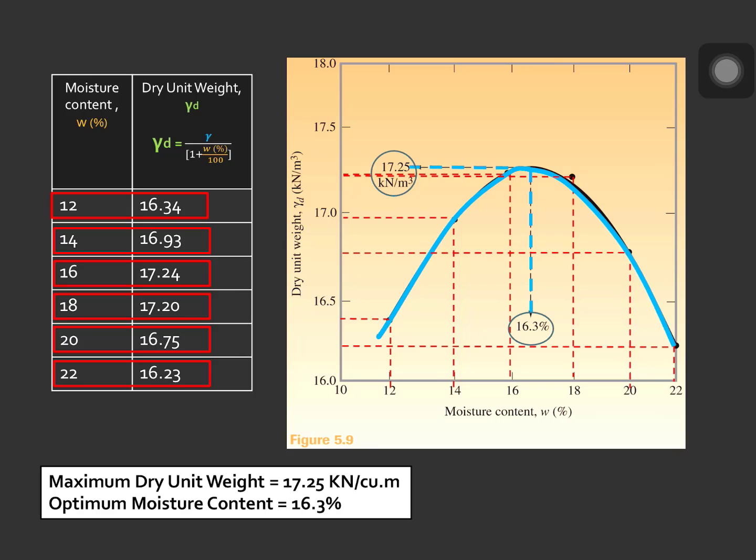Any additional moisture content beyond 16.3% will result in a decrease of the dry unit weight. Therefore, based on our graphical solution, the maximum dry unit weight is 17.25.